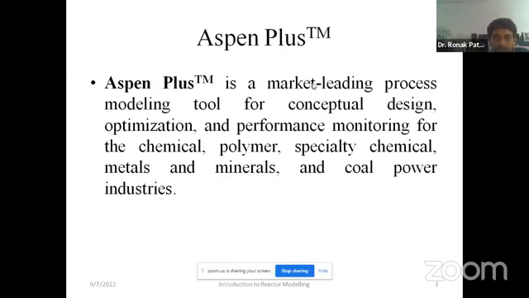Now, how can we use Aspen Plus? Aspen Plus, as you already know, is a market leading process modeling tool for conceptual design, optimization, and performance monitoring for the chemical, polymer, specialty chemicals, metals, minerals, and coal power industries.